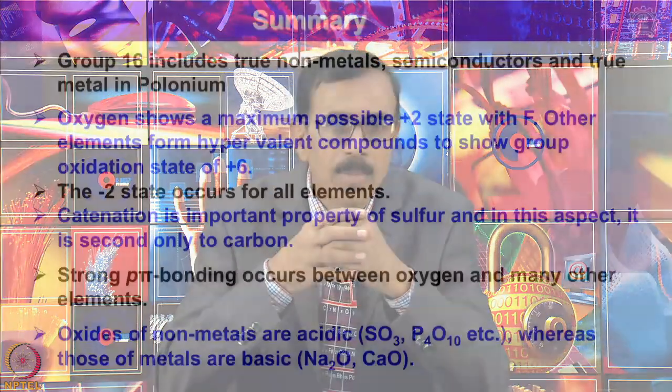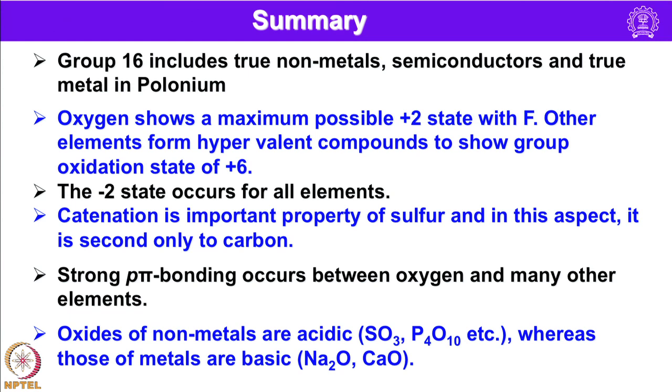Okay. So, let me conclude the overall group 16 chemistry we learned in the last few lectures. Group 16 includes true non-metals, semiconductors and a true metal in polonium. In fact, polonium is the last metal among the p block elements. So, in group 17 we do not have any metal, and of course, group 18 consists of only inert gases. Oxygen shows a maximum possible +2 oxidation state with most electronegative elements such as fluorine. Other elements form hypervalent compounds to show group oxidation state of +6. The -2 oxidation state is the stable oxidation state for all elements.